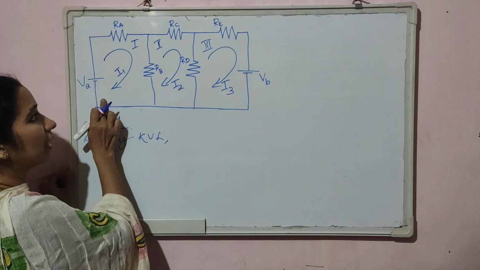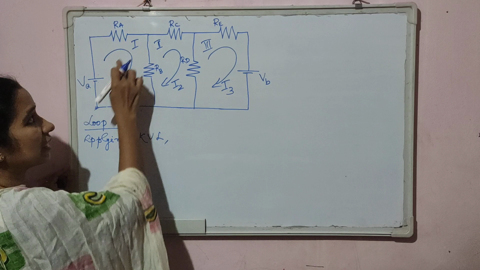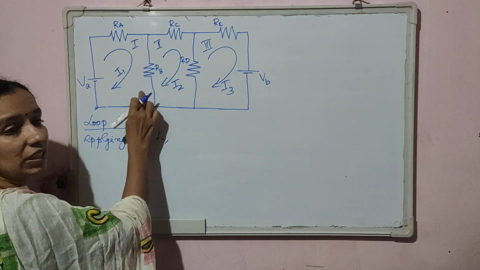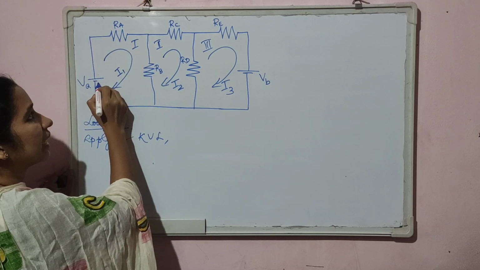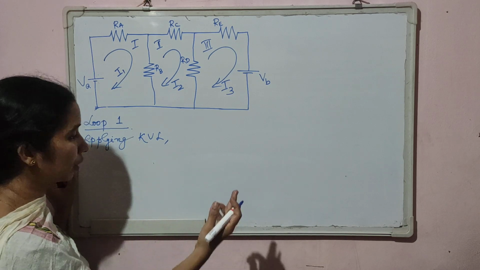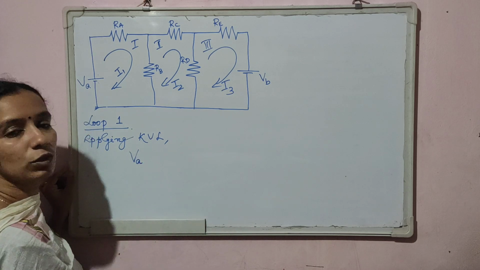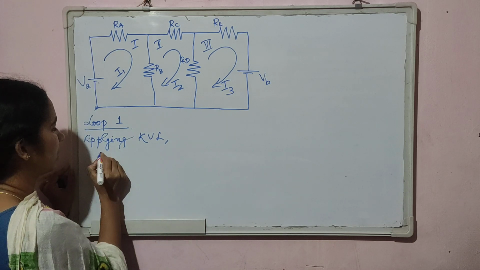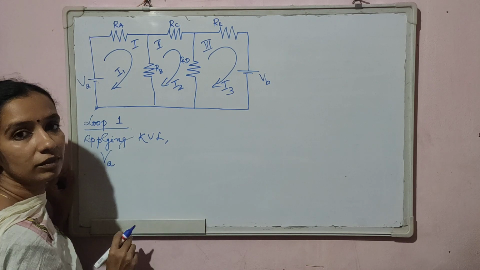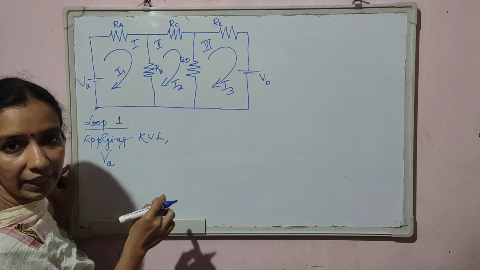So here, when I am moving from this point in the clockwise direction, that is in this direction, I am moving from negative terminal to positive terminal of the battery. So there is a rise in potential. So voltage EMF of the battery should be marked as positive. Okay, so plus VA. Now I am coming like this and reaches resistor RA.